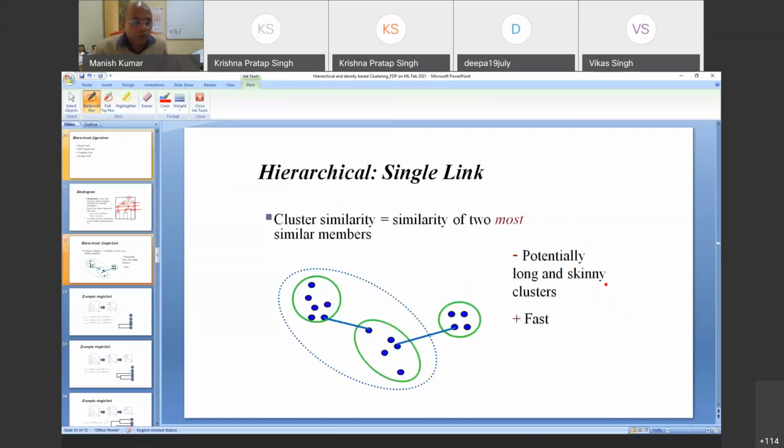So let me go through the algorithms. Single link, complete link, and average link work on the same data matrix, whereas the criteria for defining how two columns of the matrix can be merged is different. Otherwise the rest of the process is the same. As far as single link is concerned, it gives potentially long and skinny clusters, but it is fast in execution.